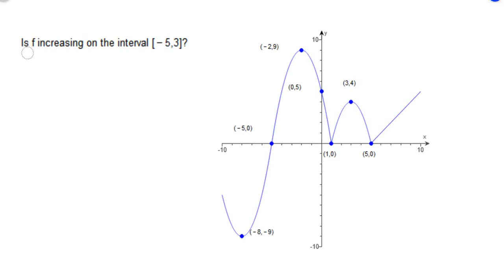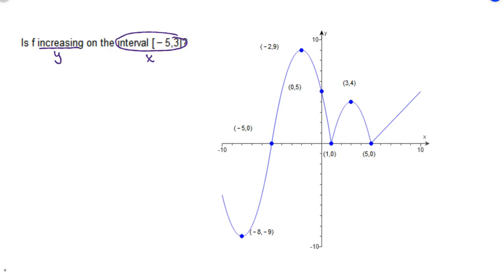In this question, we want to know if f is increasing on the interval from -5 to 3. When a function is increasing, it's referring to the y, and this interval is the x. So I want to look at my x scale to determine which interval I'm talking about.